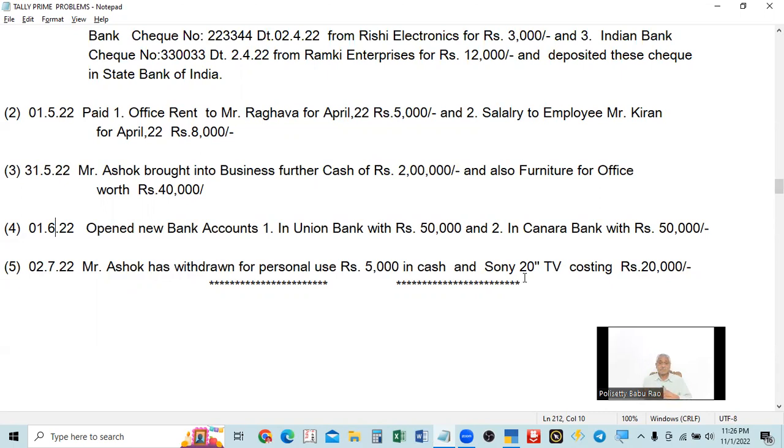That is why, when the proprietor brings in to business, it is called capital. When he is taking from the business, it is called drawings account. So we have to enter it in the drawings account. And the Sony TV he is withdrawing also has to be entered in the drawings account. But cash account is credited because cash is going out. A payment voucher will generally be written.